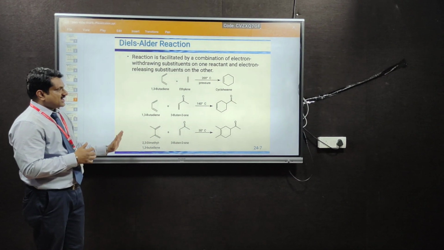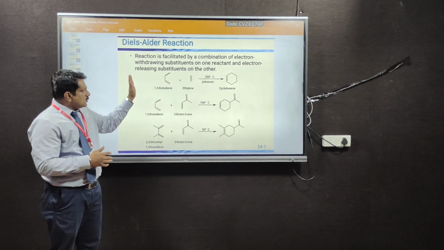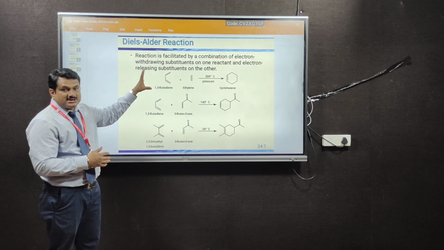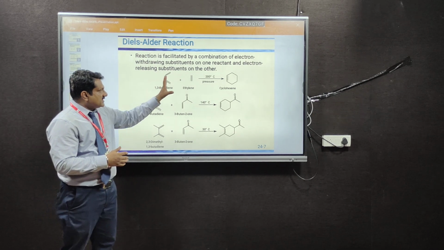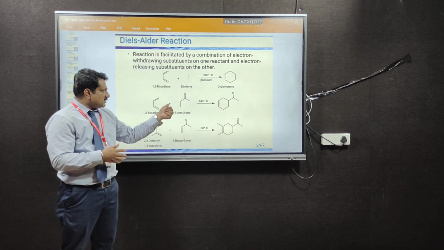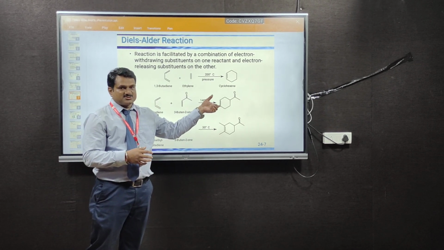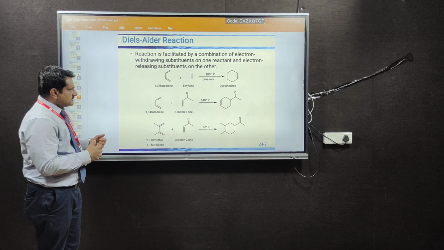As soon as we increase the electron donors on the butadiene system, or increase the electron acceptor or electron withdrawing group on the dienophile, we can expedite the reaction.